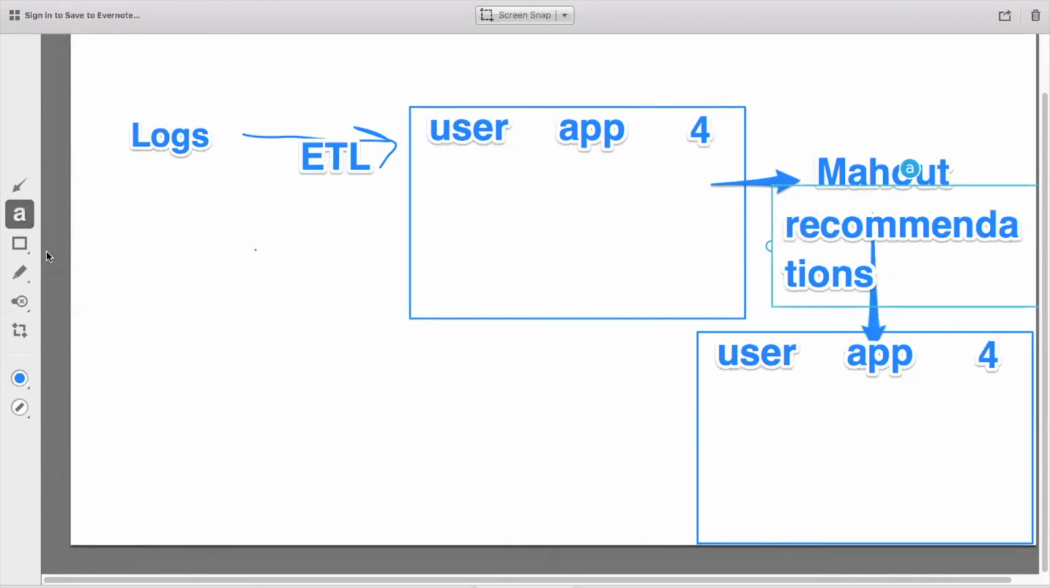Let me decrease the font. How can I decrease the font? Okay, never mind.